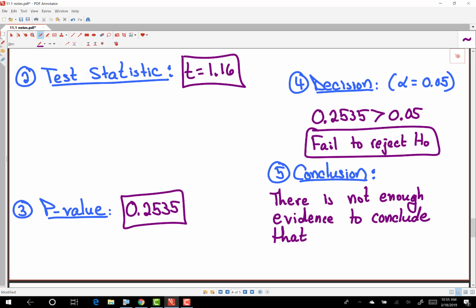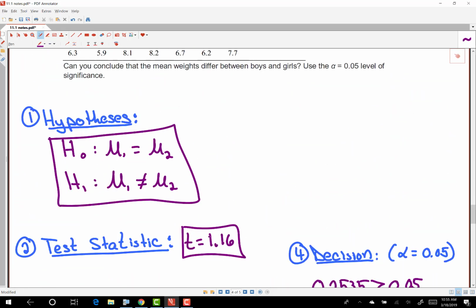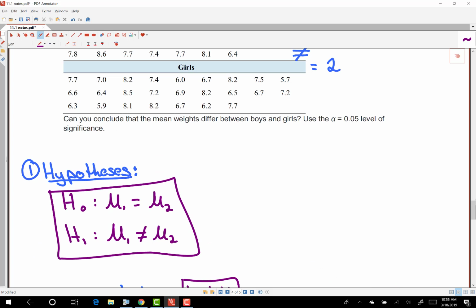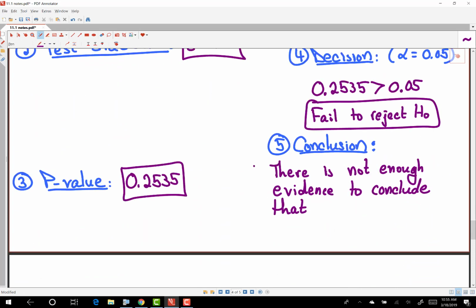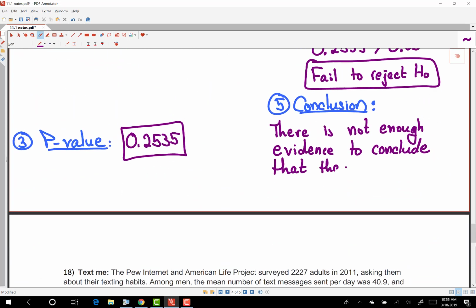And then we were testing for a difference. And you can also look back at the problem to help you word your conclusion. There is not enough evidence to conclude that the mean weights differ between boys and girls. And I believe this is mean weights at birth, because they definitely differ later. Differ between boys and girls.